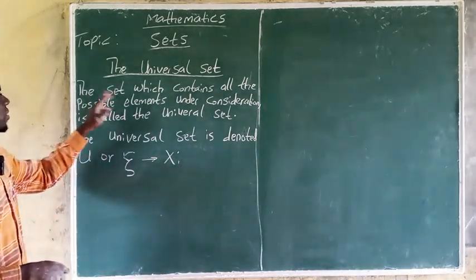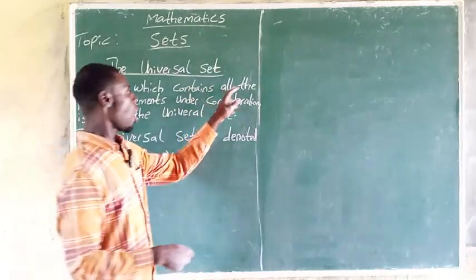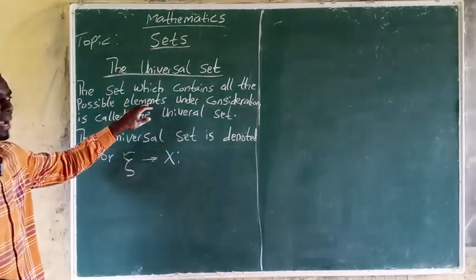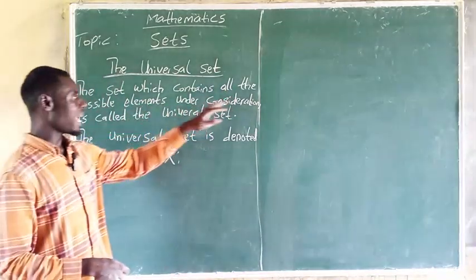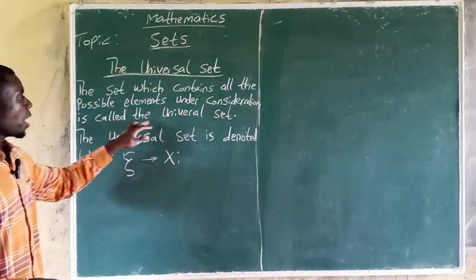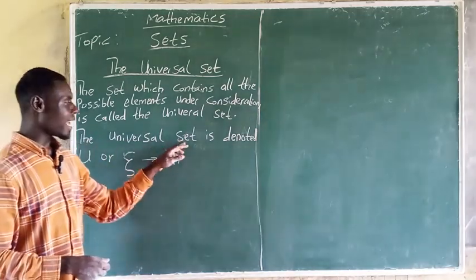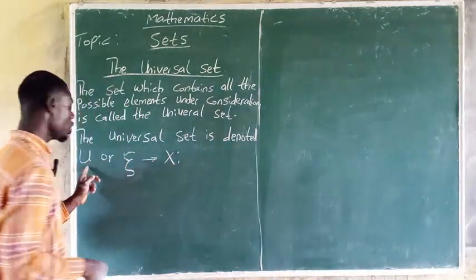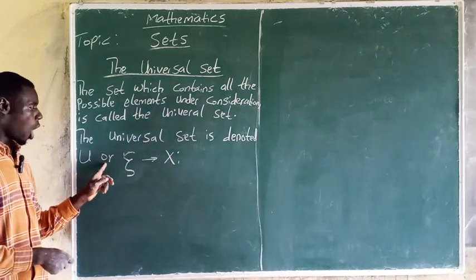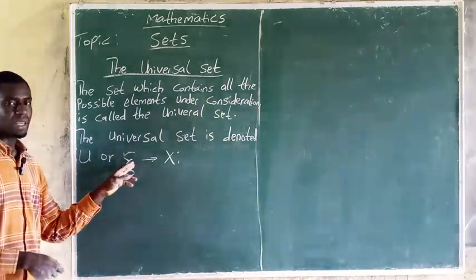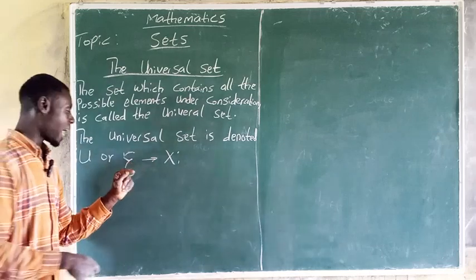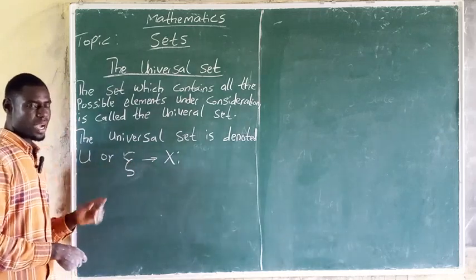We said the set which contains all the possible elements under consideration is called the universal set. The universal set is denoted U or the xi. This is a symbol, a Greek letter, the xi. You can use this one or you can use this one.